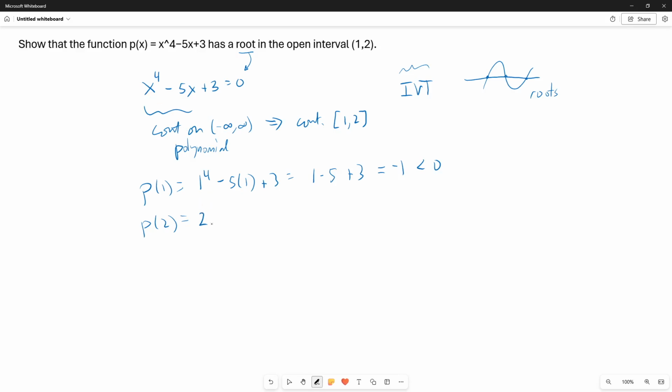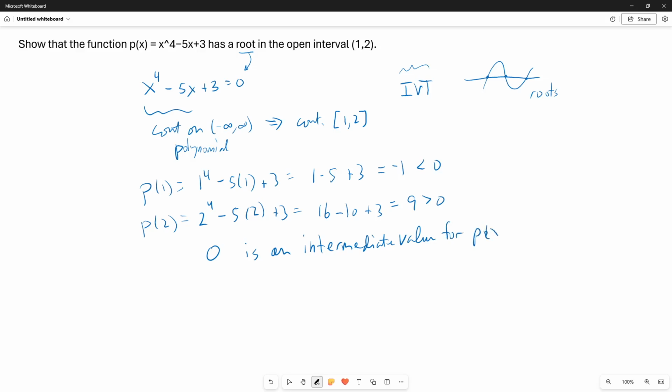And p of 2 is 2 to the fourth minus 5 times 2 plus 3, which is 16 minus 10 plus 3, which is 9. 6 plus 3, 9, which is bigger than 0. So 0 is an intermediate value for p of x on the interval from 1 to 2.